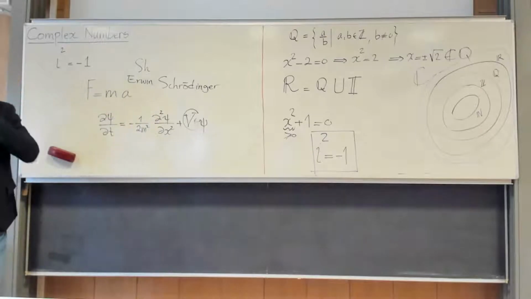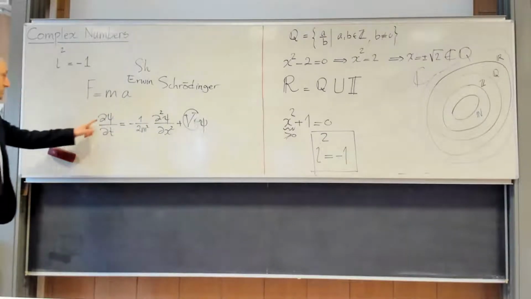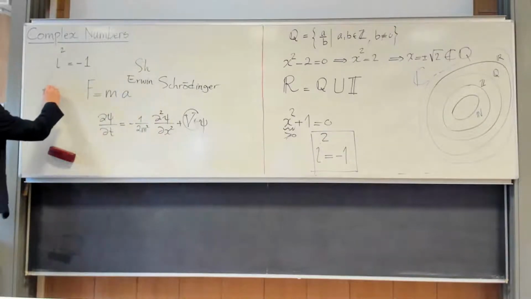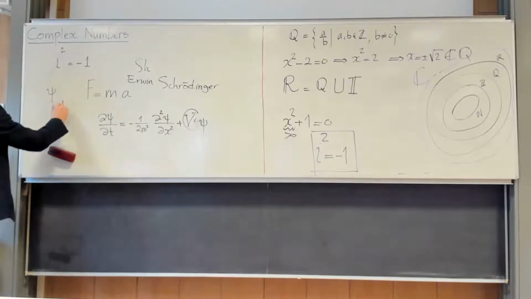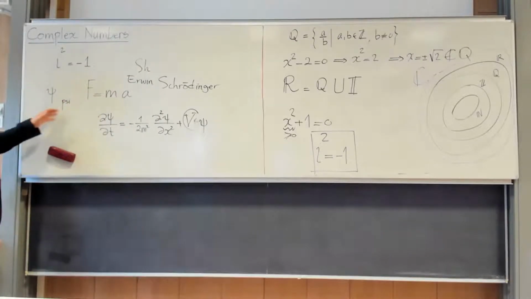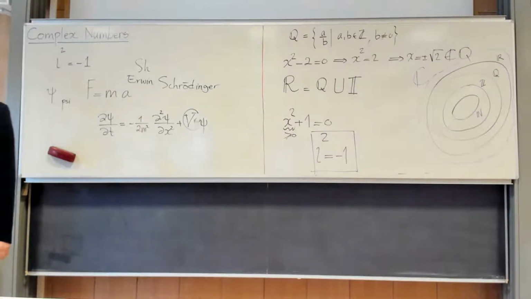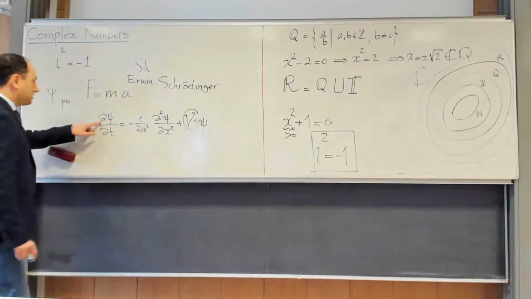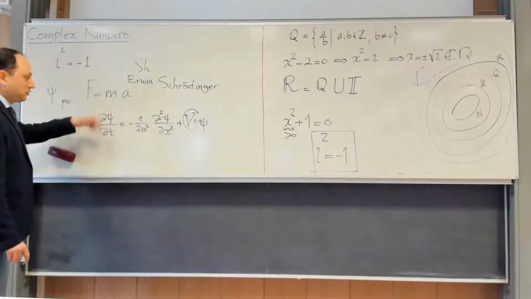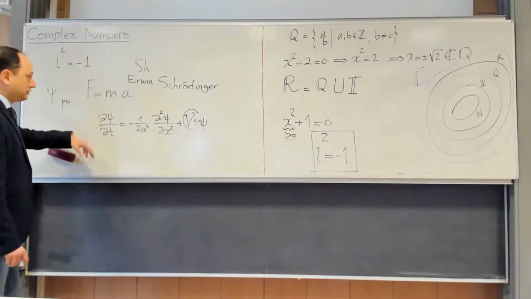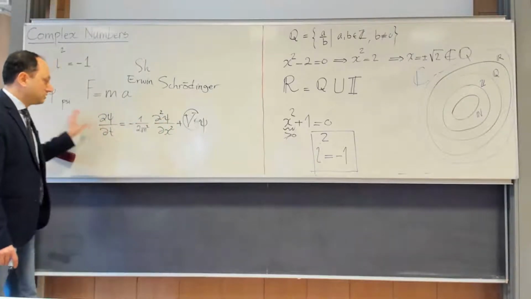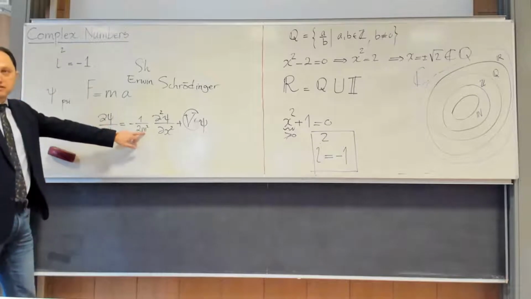No, this symbol is psi. It's a Greek letter. Psi, like psychology. And then this is a derivative, but a little bit more advanced derivative. It's called a partial derivative, and this 2 means the second derivative. But don't get confused. This is the mass.